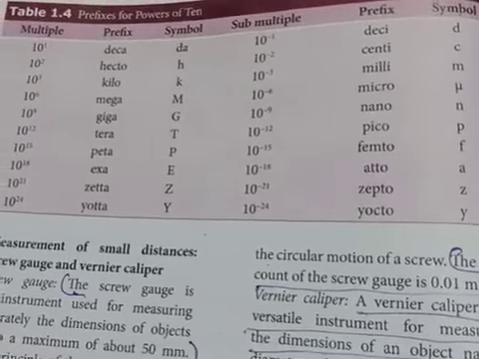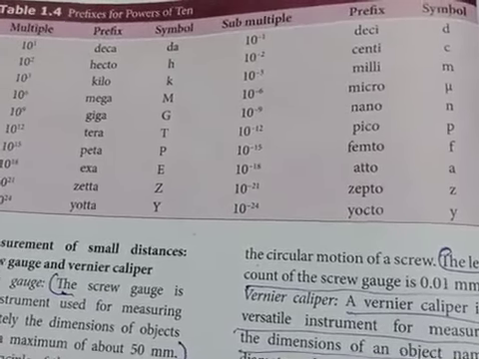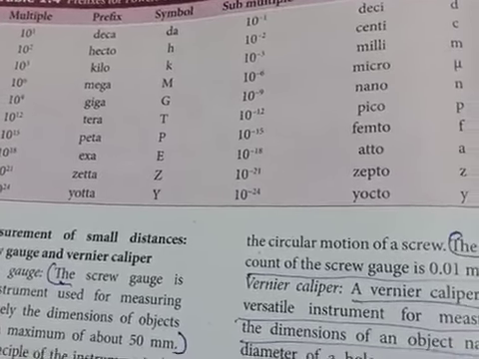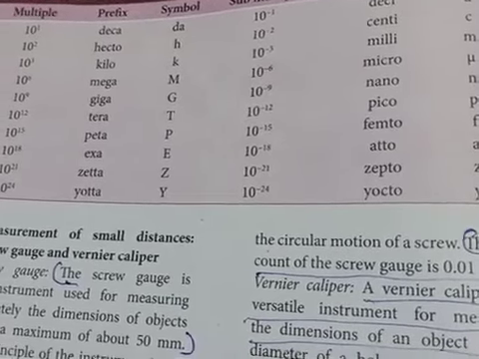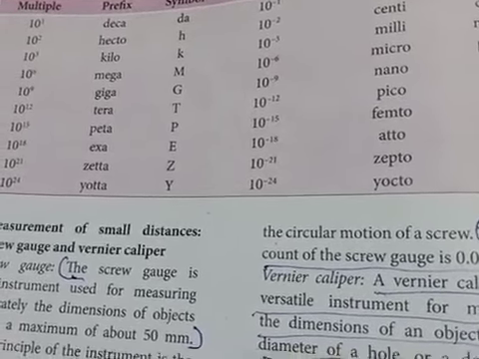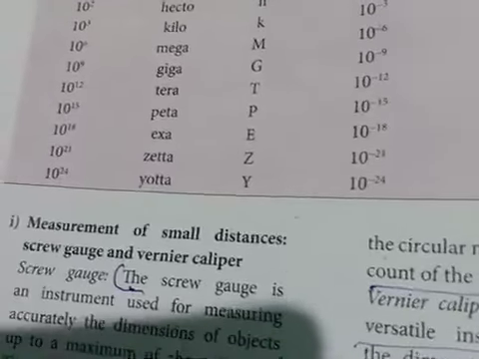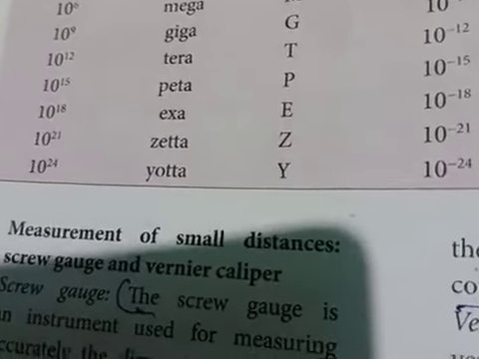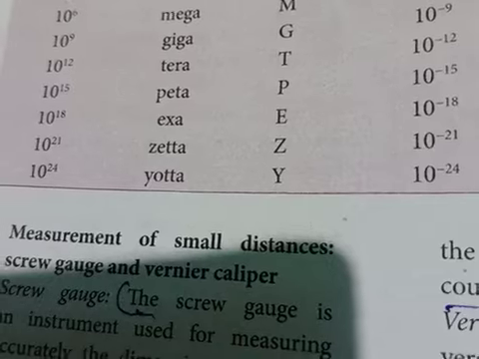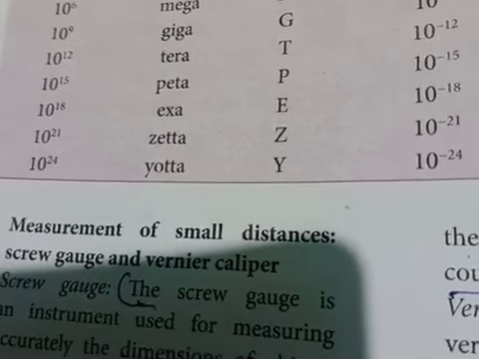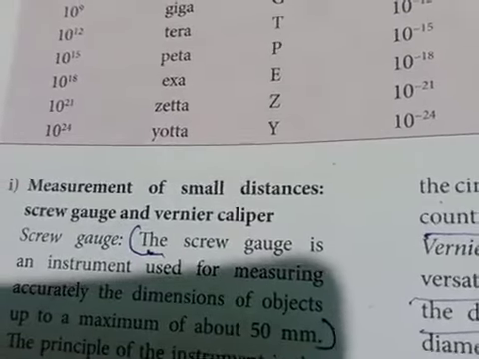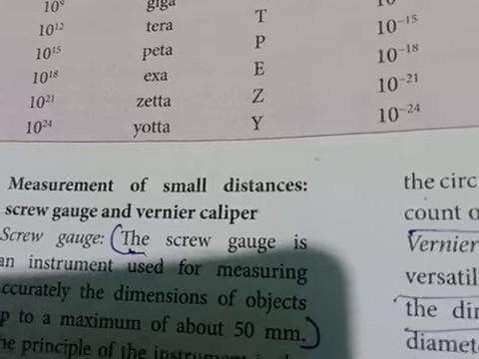Here you can see some basic things you have to know about the powers of 10 and their prefixes. 10 to the power 1 means deca, 10 to the power 2 means hecto, 10 to the power 3 means kilo, 10 to the power 6 means mega, giga means 10 to the power 9, tera means 10 to the power 12, peta means 10 to the power 15, exa means 10 to the power 18. Then zetta means 10 to the power 21, yotta means 10 to the power 24.